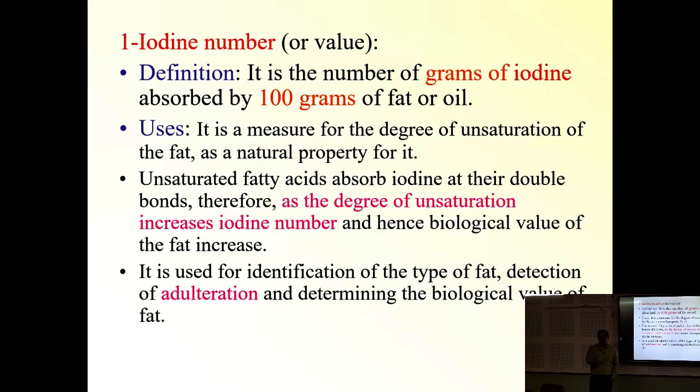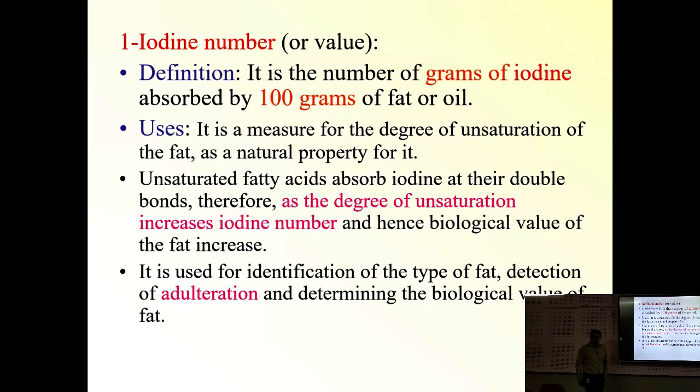Now one by one I am giving you the chemical properties only. So you have to understand what is iodine number, what is saponification number, what is acid number, what is Reichert-Meissl value. One by one I am giving you, completing this. The definition of the iodine number: it is the number of grams of iodine absorbed by 100 grams of fat or oil. Why are we measuring iodine numbers? Because it measures the degree of unsaturation of the fats or natural properties of the oil.